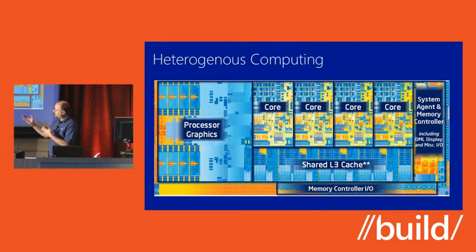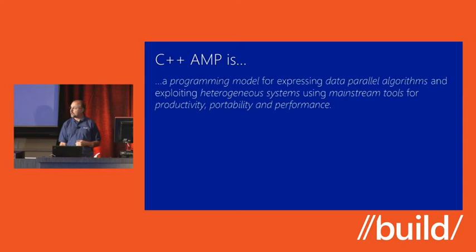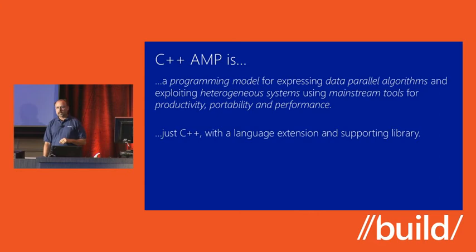But in this example, 30% of the space on this chip is the graphics processor. And up until now, no single language let you exploit everything on this picture. If you wanted to exploit the graphics processor, you had to switch to a different language like CUDA or OpenCL. So finally, with Visual Studio 2012, there's one language, the Microsoft C++ compiler, that will let you program this entire chip, including parts of the cache for the GPU. So what's C++ AMP? I'm just going to read one bullet: it's a programming model for expressing data parallel algorithms and exploiting heterogeneous systems using mainstream tools for productivity, portability, and performance. But most importantly, the most important three letters in C++ AMP are C++. I want to get across to you that it's just C++.